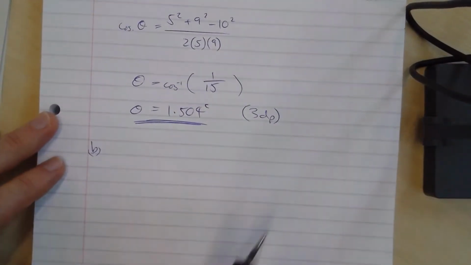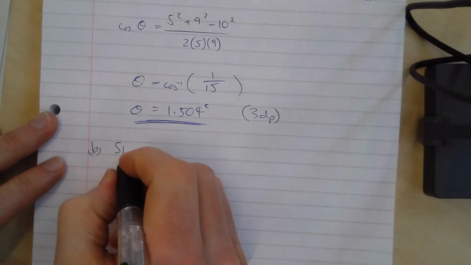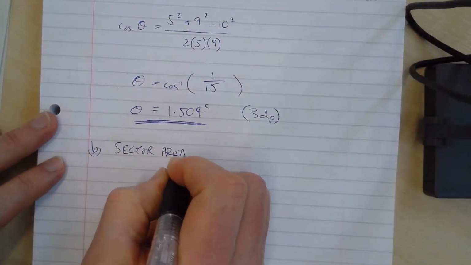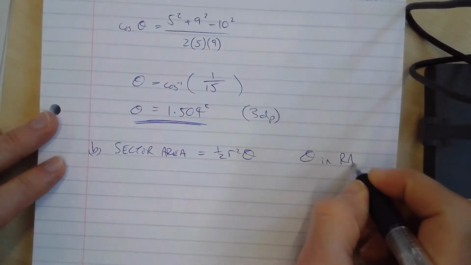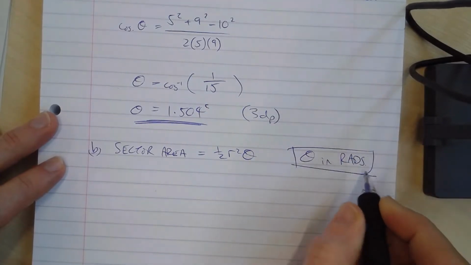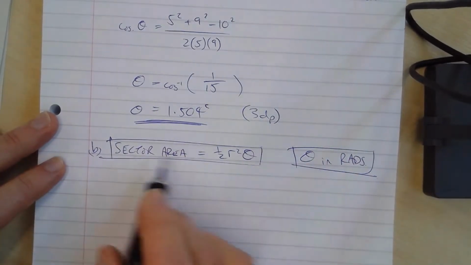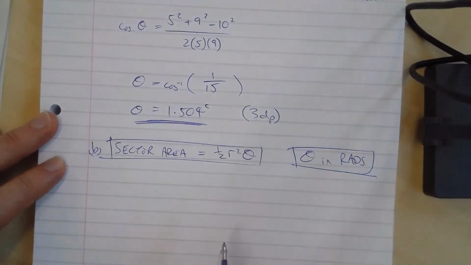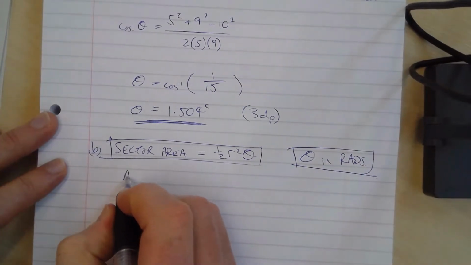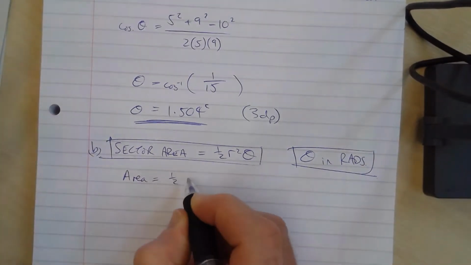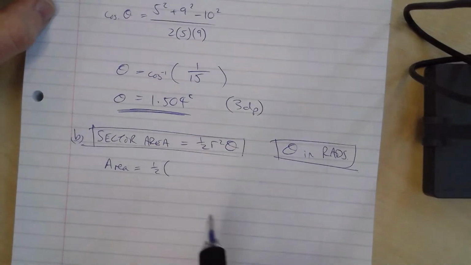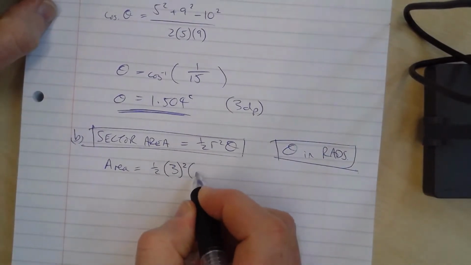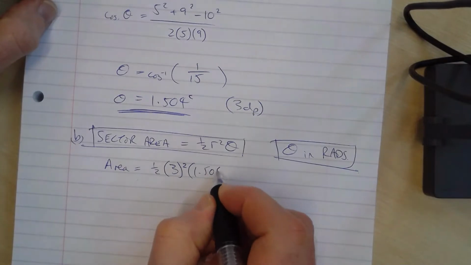Now for this we need to remember the new radians formula. So sector area equals a half r squared theta, so long as theta is in radians. That's the formula we're going to use. And we've got theta in radians anyway, so we're okay to roll with that. So area is going to equal a half times the radius, and in this case the radius of that sector is 3, and theta is 1.504.